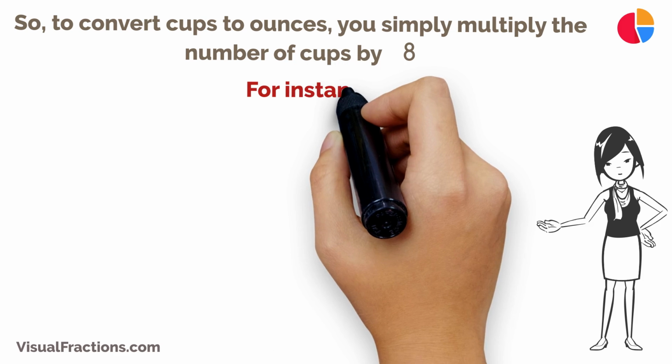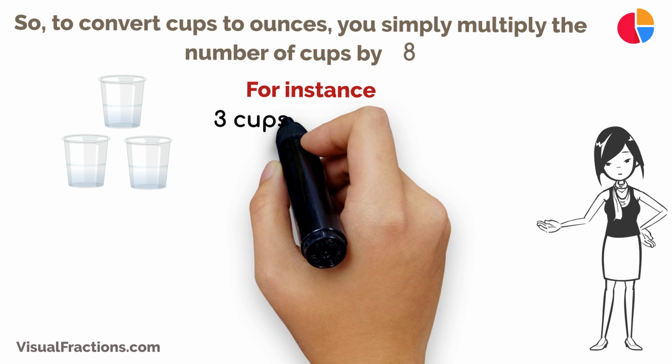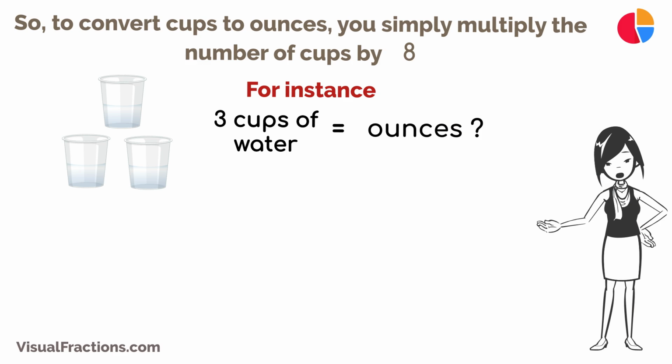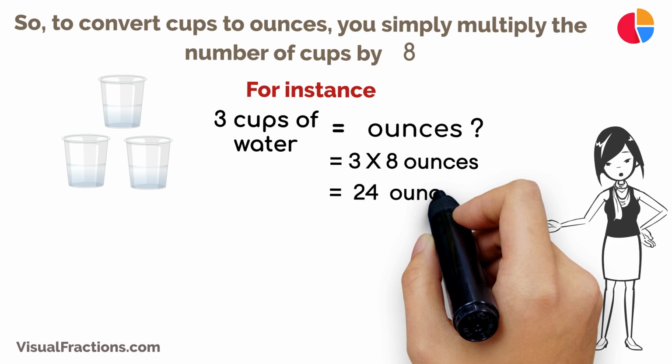For instance, if you have a recipe that requires 3 cups of water and you want to know how many ounces that is, just multiply 3 cups by 8. This gives you 24 ounces.